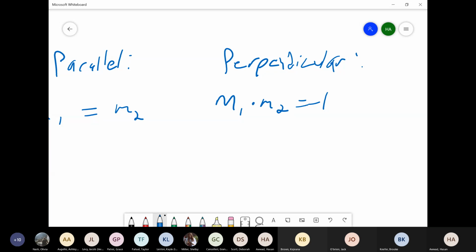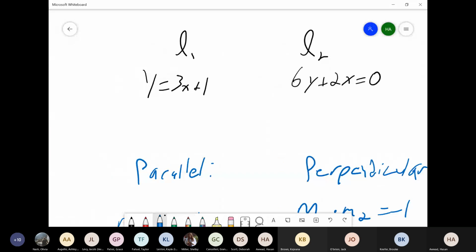that we don't necessarily care about. Okay, so let's look at line 1. What is my slope for line 1? This one should be pretty easy because it's already in slope-intercept form, right? We've already solved for y. We have this +1 over here, the constant, that's your intercept.